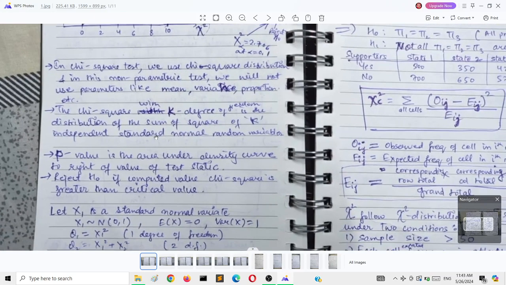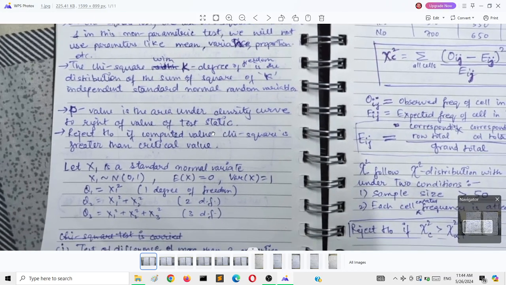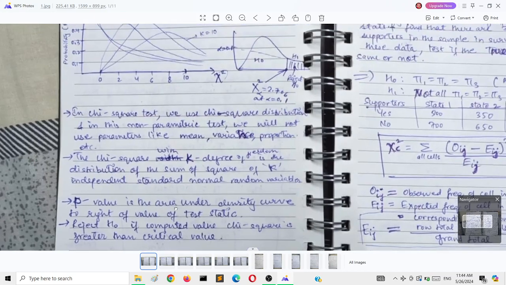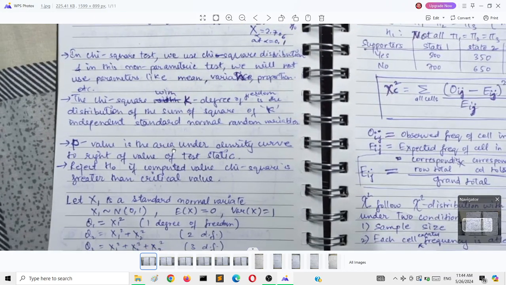The chi-square with k degrees of freedom is the distribution of the sum of squares of k independent standard normal random variables. So it has k degrees of freedom if it has k independent standard normal random variables. The P-value is the area under the density curve to the right of the value of the test statistic. Reject H naught if the computed chi-square value is greater than the critical value. Okay, so you have this particular curve, and you get a particular critical value by looking at the tables.